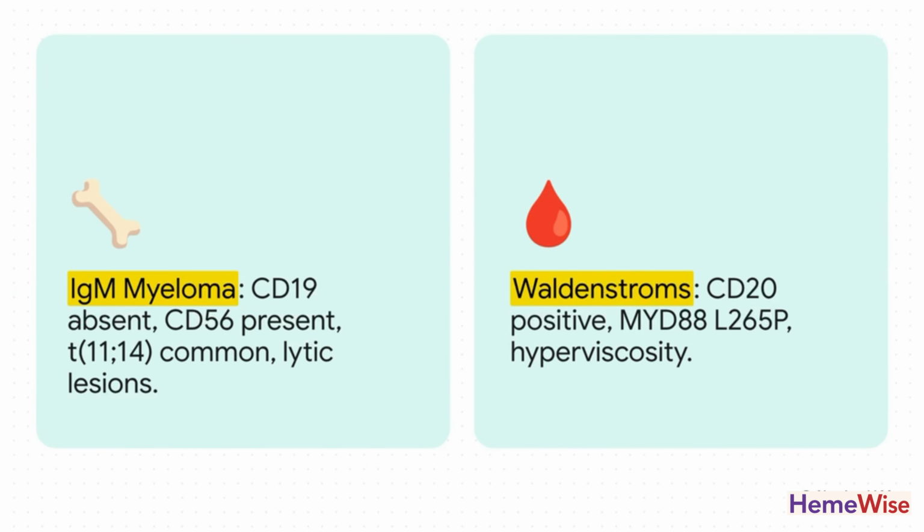Not all clones play by the same rules. For example, finding an IgM protein? That's a totally different ballgame. You have to carefully differentiate a rare IgM plasma cell myeloma from Waldenstrom's macroglobulinemia. We do this by relying on specific flow cytometry, looking for CD20 positivity in Waldenstrom's, and molecular markers like the MYD88 L265P mutation, since their treatments are completely distinct.